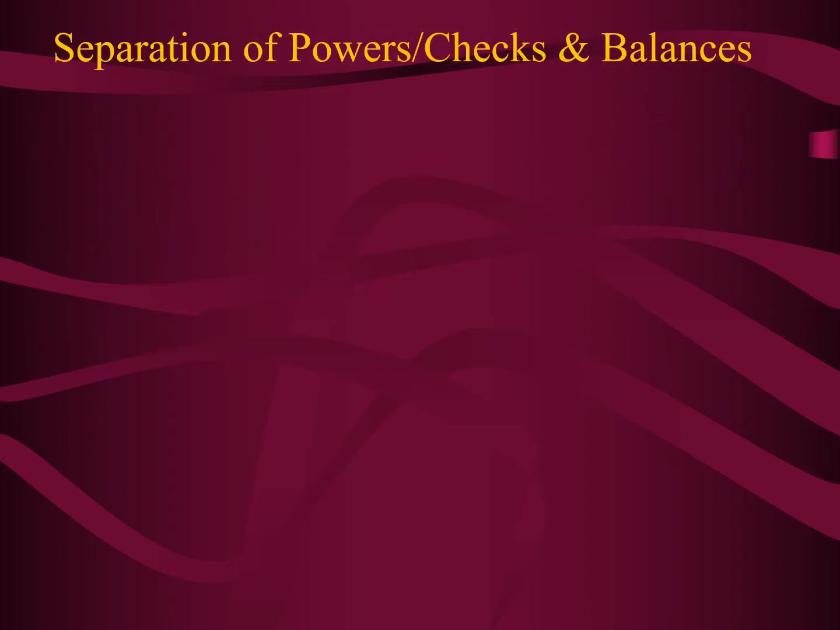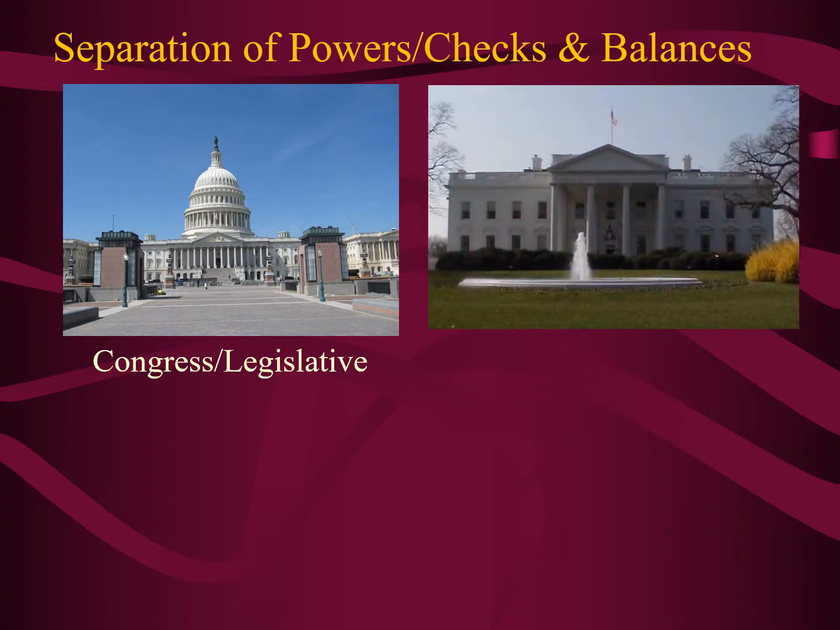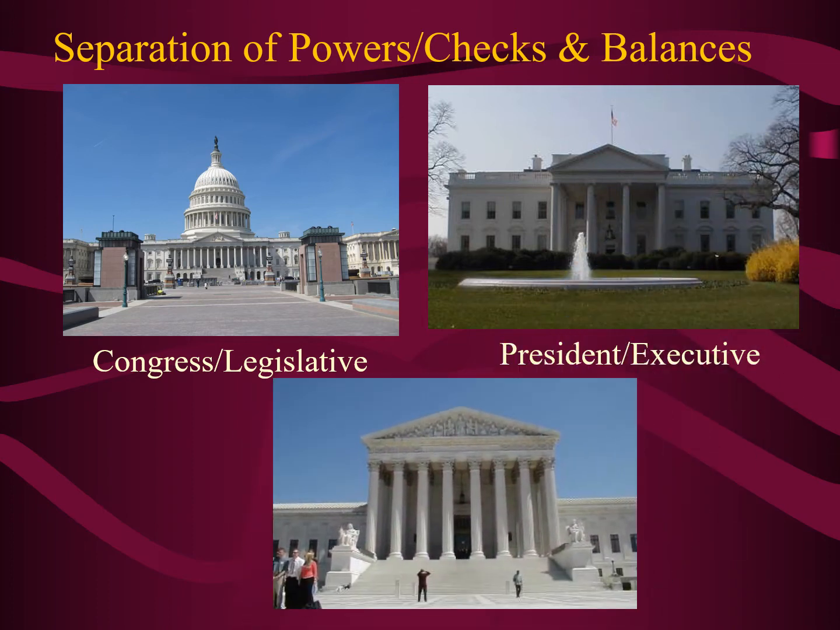As many of you are probably aware, we have 3 branches in the United States government. On the upper left, we see the legislative branch, which is made up of Congress. On the upper right, we see the executive branch, where the president lives and works in the White House. And in the bottom center, we have the Judiciary, or the Supreme Court building.